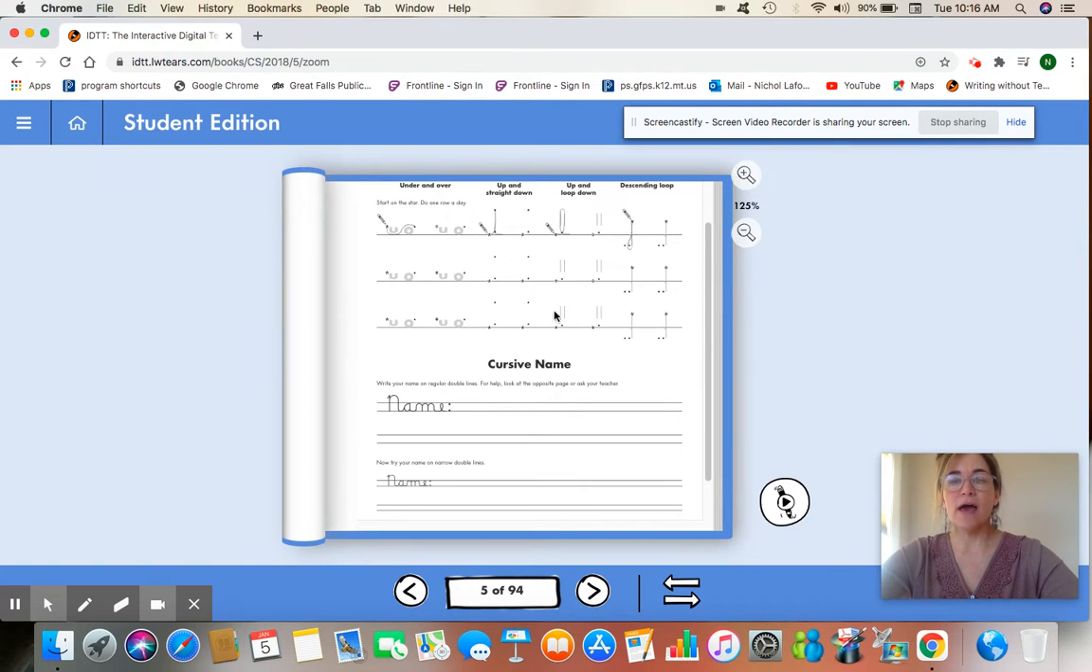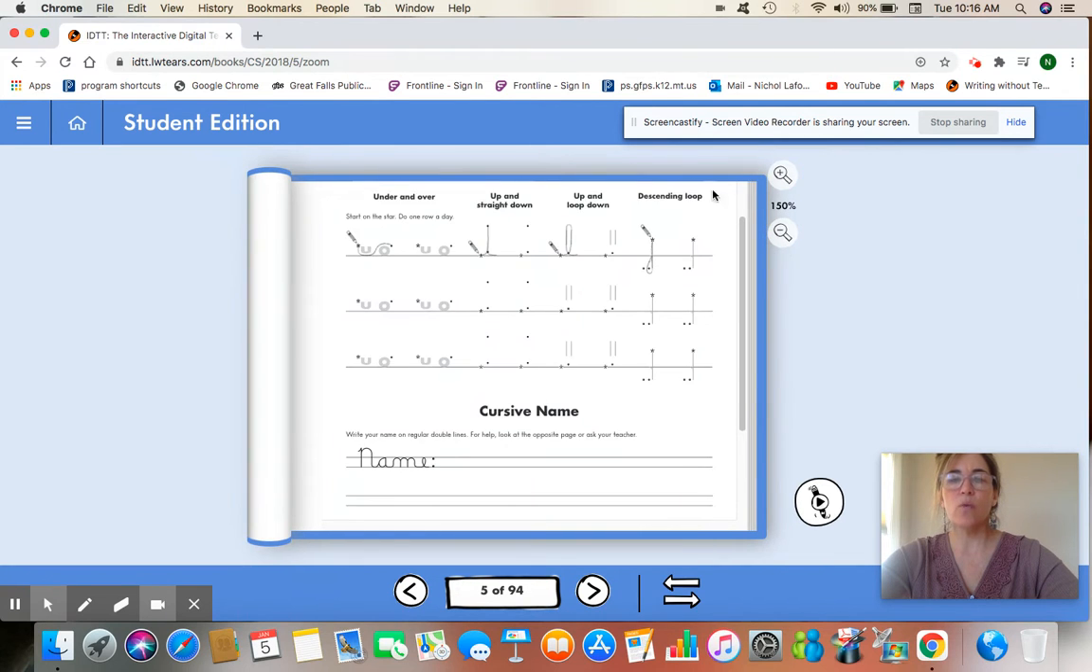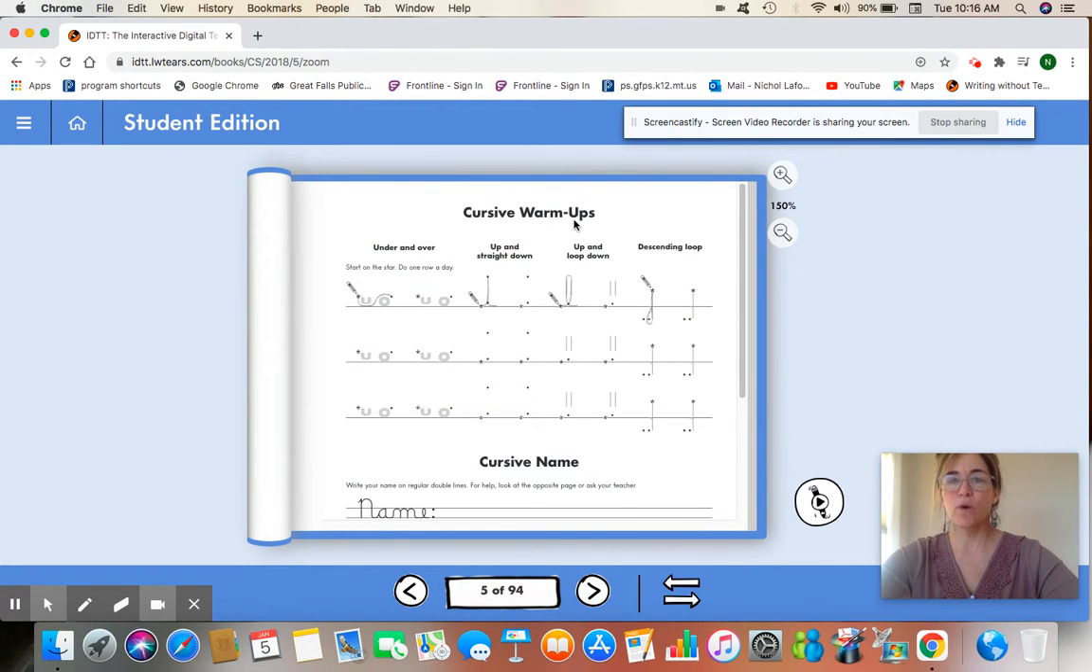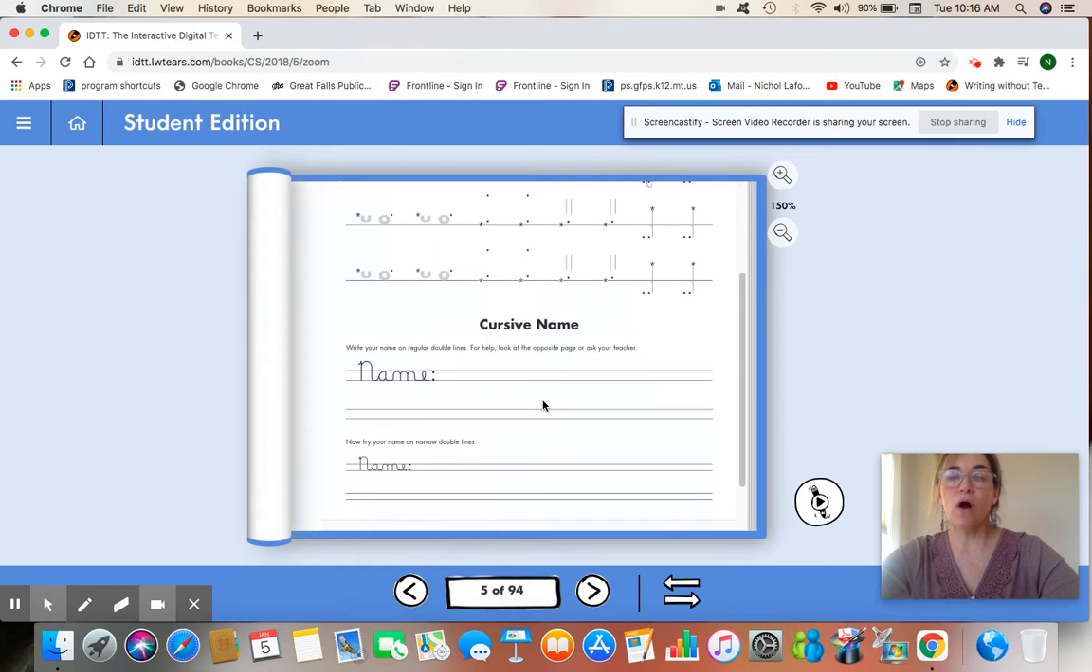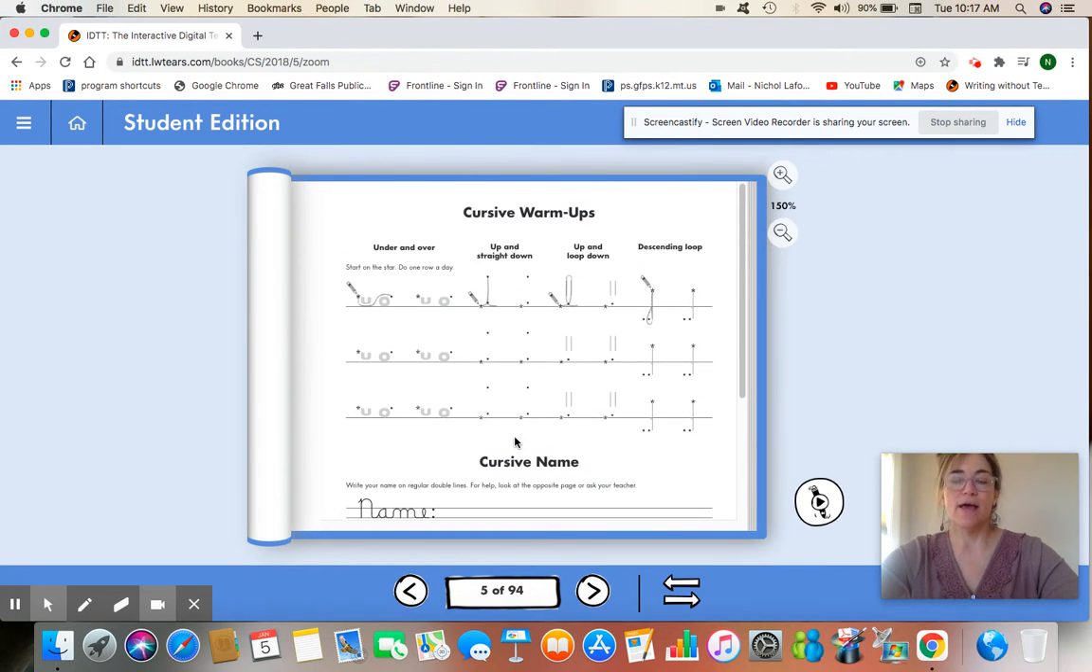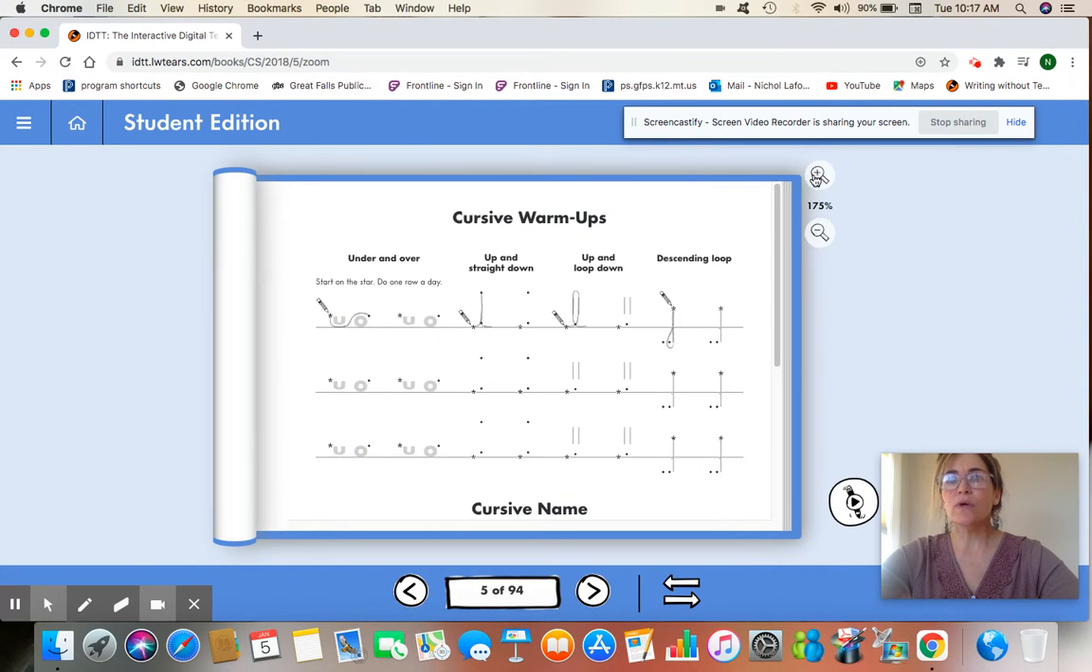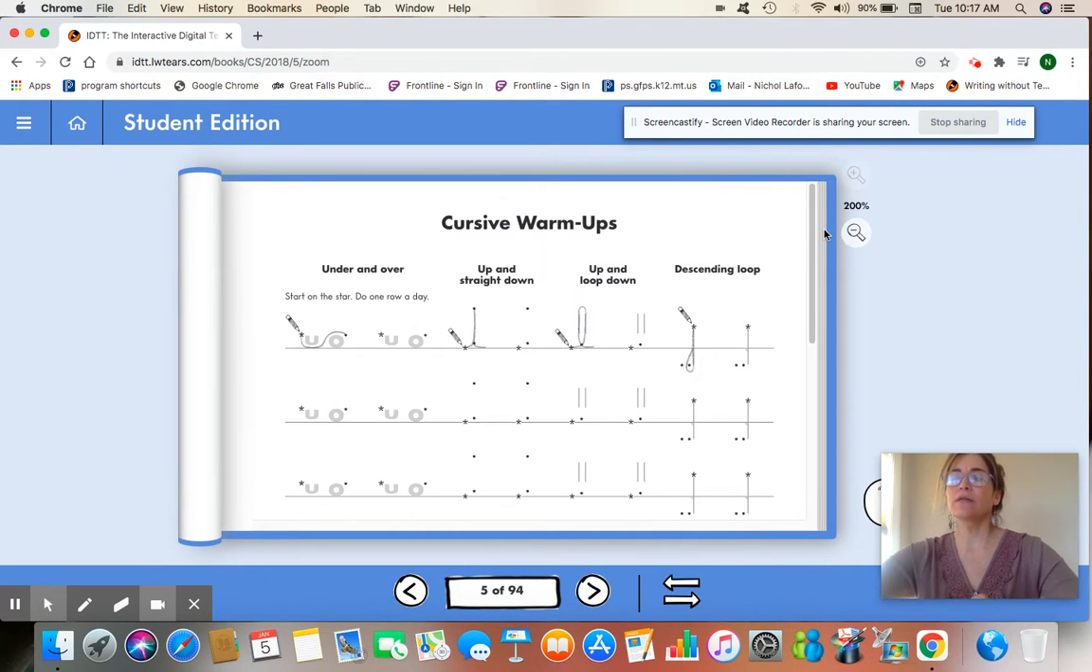On page 5, this is a warm-up page, cursive warm-ups, and we also will have the opportunity to practice our name in cursive. But before we do that, it's really important that we talk a little bit about posture.